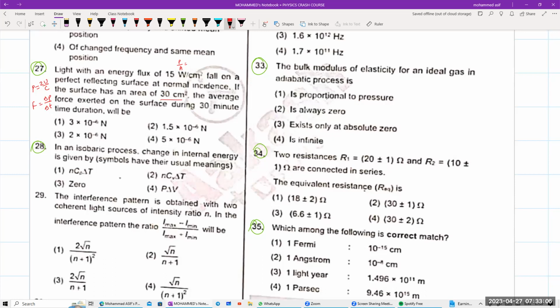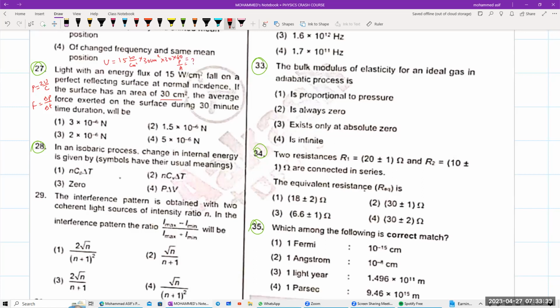Energy flux is given, light of intensity of energy flux. So energy will be equal to the total energy which has been falling on that. U is equal to energy flux, that is nothing but 15 watt per centimeter square multiplied by its area. On how much area is it falling? That is nothing but your 30 centimeter square. And for how much time, beta?